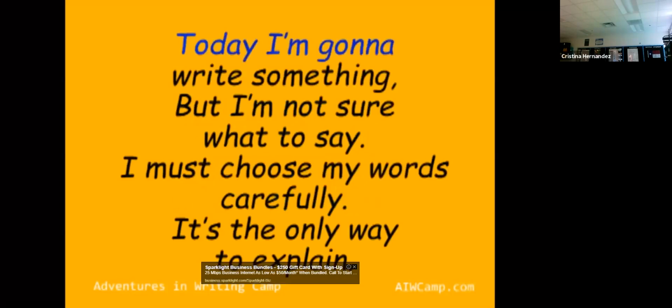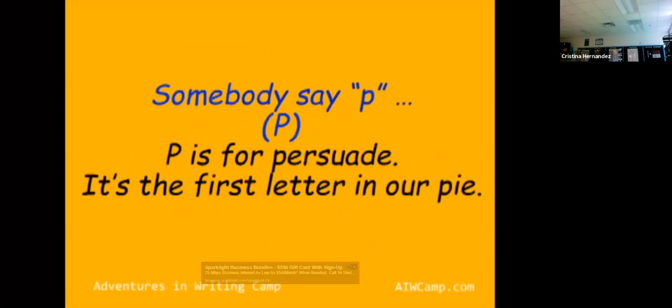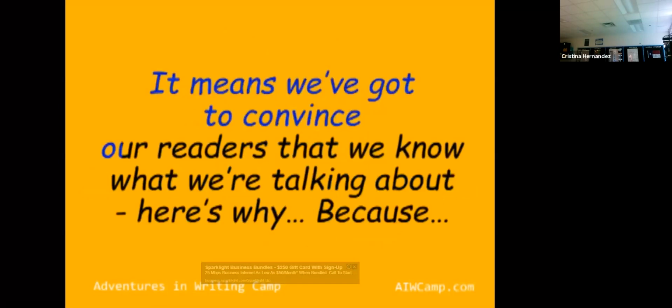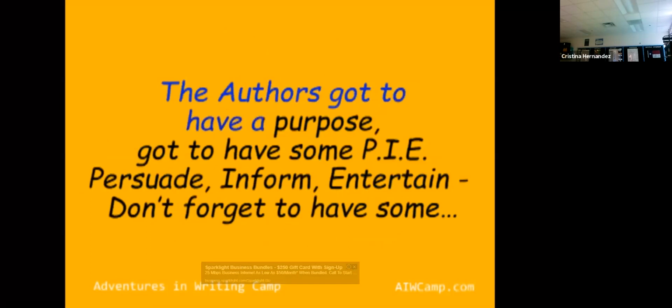Today I'm gonna write something, but I'm not sure what to say. I must choose my words carefully. It's the only way to explain. Somebody say P. P is for persuade. It's the first letter in our pie. It means we've got to convince our readers that we know what we're talking about. Here's why. Because the author's gotta have a purpose, got to have some pie. Persuade, inform, entertain. Don't forget to have some pie.